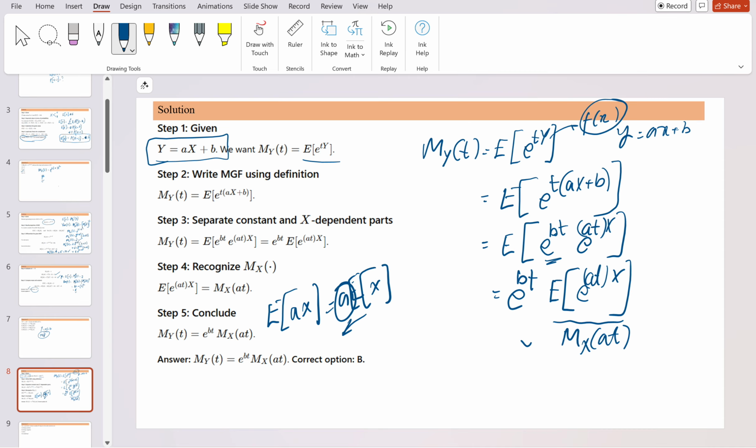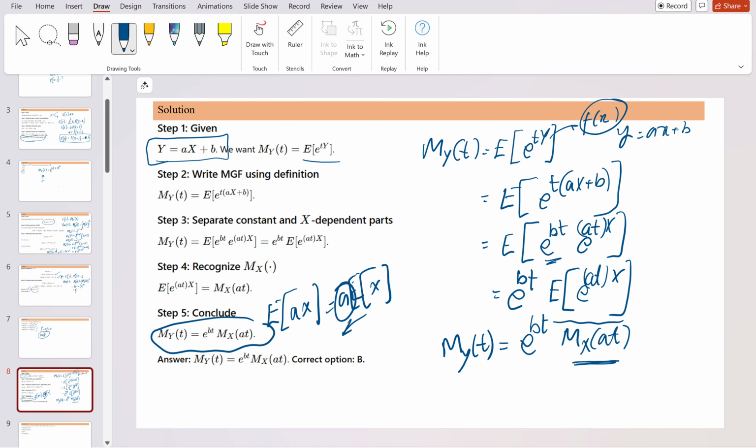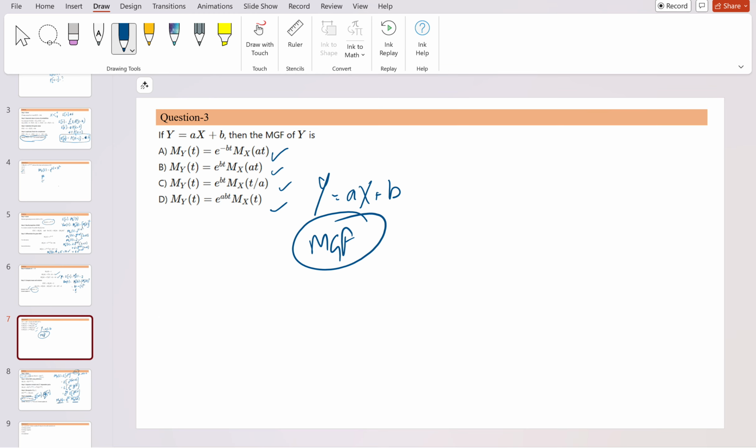Okay, e to the power bt is equal to MY(t). That is similar here. Here you can say it in the form of MX(at). When you see here, the MX in the form of at is given. So you can say the MY(t), the moment generating function of Y = aX + b, is simply e to the power bt times MX(at). Option B is actually matching.